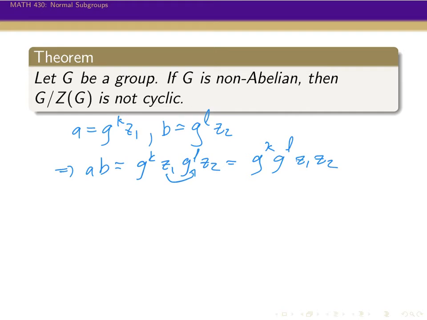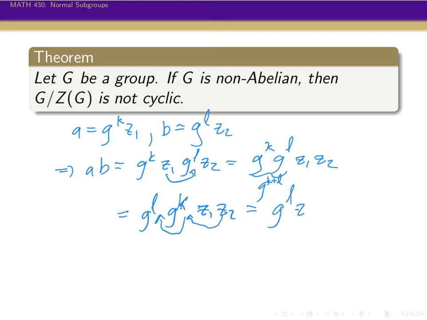And then G to the K and G to the L, well, that's really just G to the K plus L, so it's just G times itself a bunch of times, and so I can reorder that as G to the L times G to the K times Z1, Z2. And then now I can use the fact that Z2 is in the center, and so it commutes with everything, so I can move it to the other side of Z1 and to the other side of G to the K. And so this is equal to G to the L, Z2, G to the K, Z1, which is B times A.